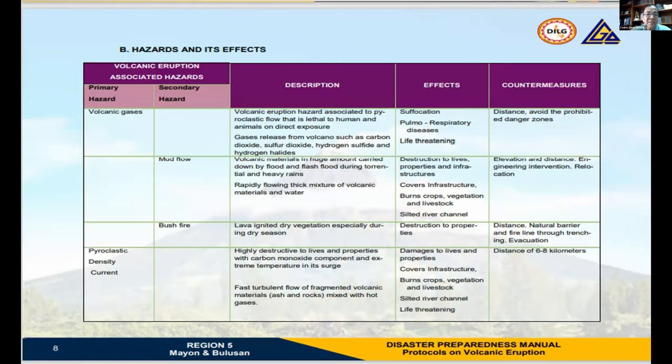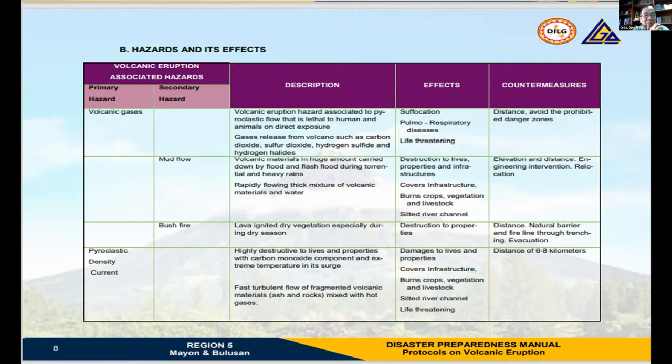Now, in the manual, it is shown the hazard, the primary, secondary hazards, and then it is being clearly described, including the effects and countermeasures. Very clear. So hindi na tayo mahirapan sa local government units. We will just go through with this.